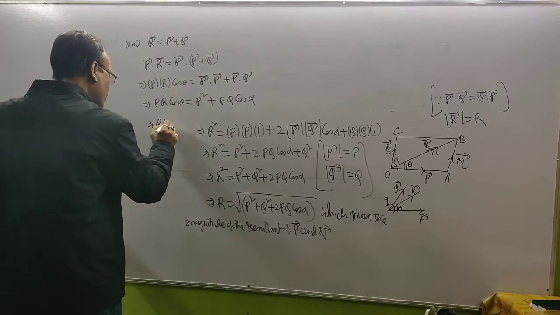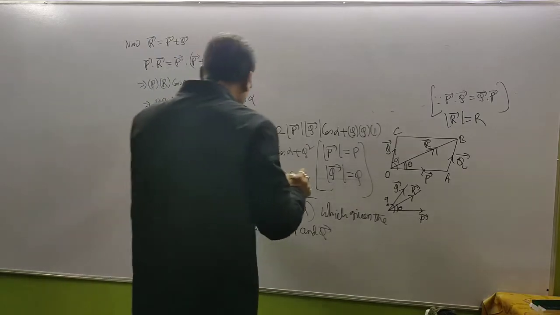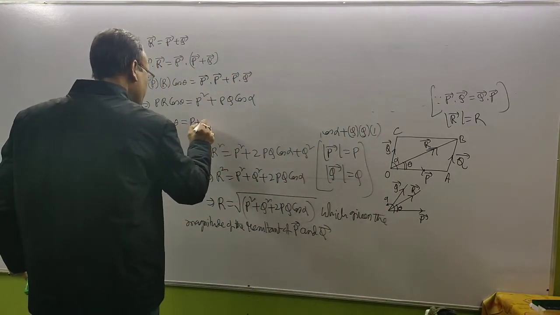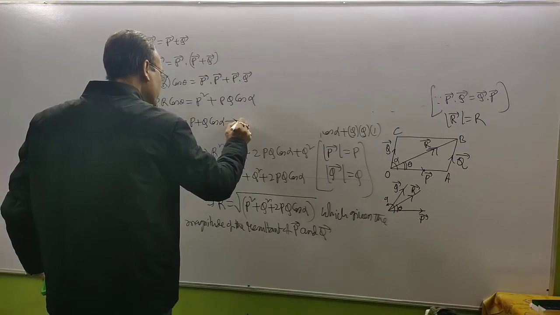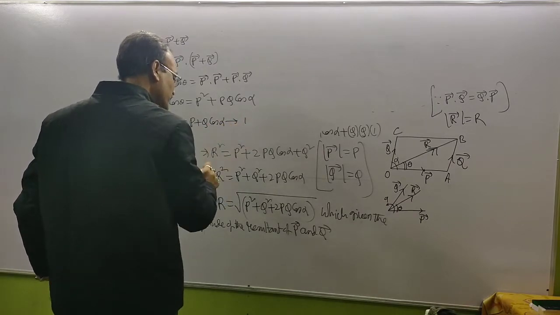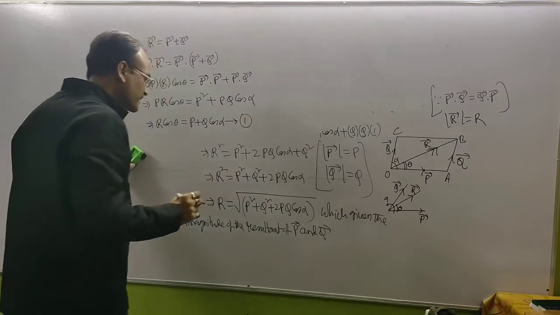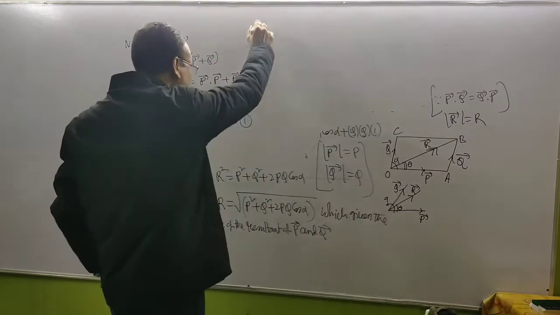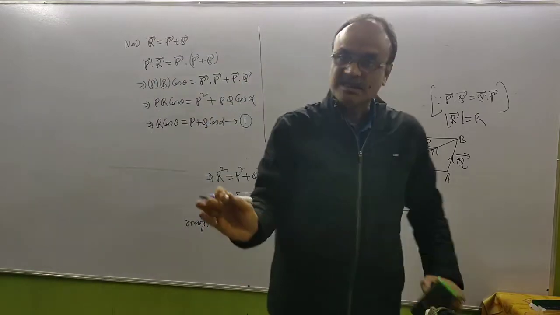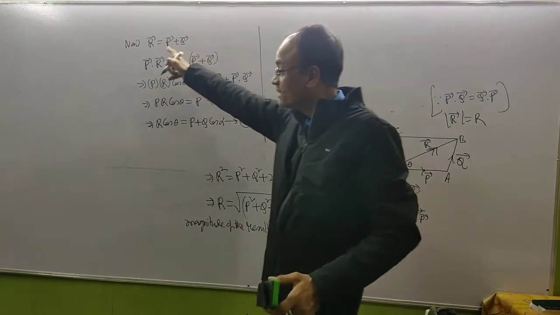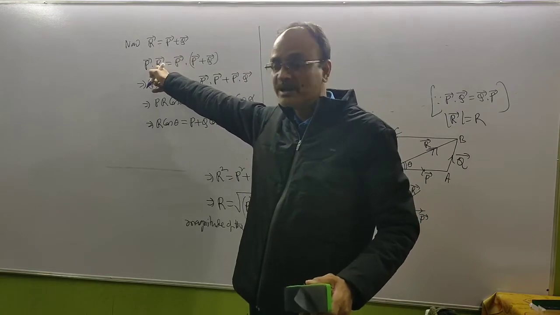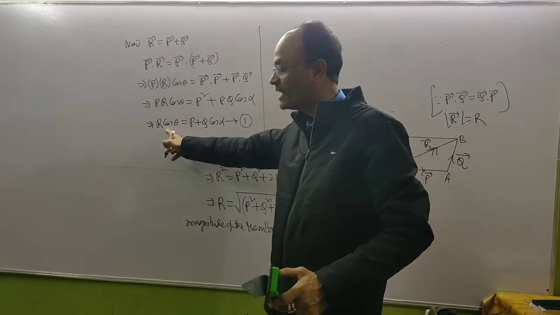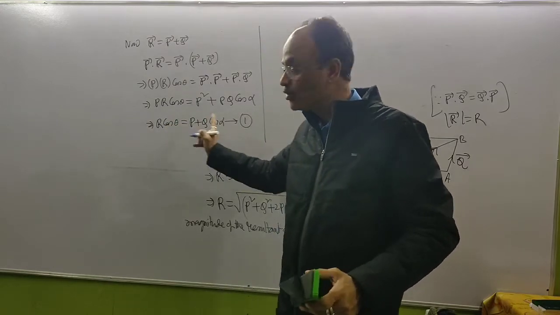This means R cos theta equal to P plus Q cos alpha. Suppose this is number 1. We have taken dot product with P vector, P force. Then we have established this relation R cos theta equal to P plus Q cos alpha.